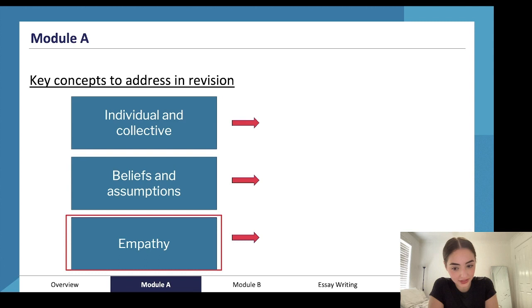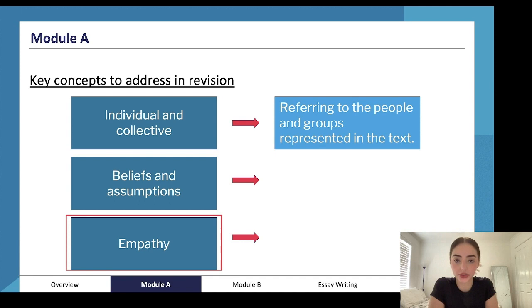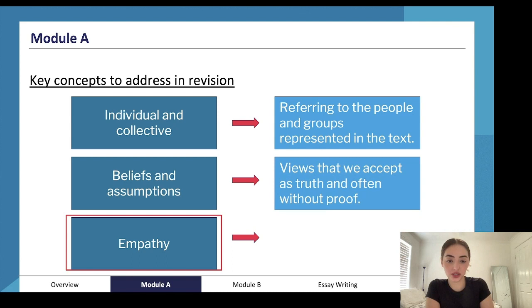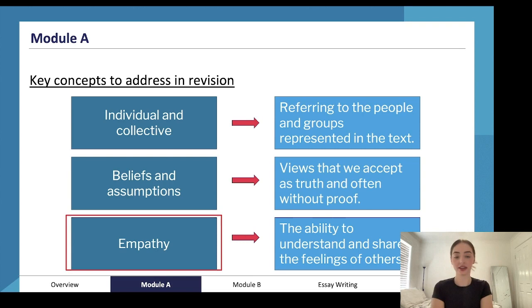it's, yeah, referring to the people and groups represented in the text, okay? The individuals and the collectives, the identities and the cultures. Beliefs and assumptions refer to views that we accept as truth and often without proof, okay? And empathy is the ability to understand and share in the feelings of others, okay? Understand them. Yeah, that's the biggest thing for empathy.